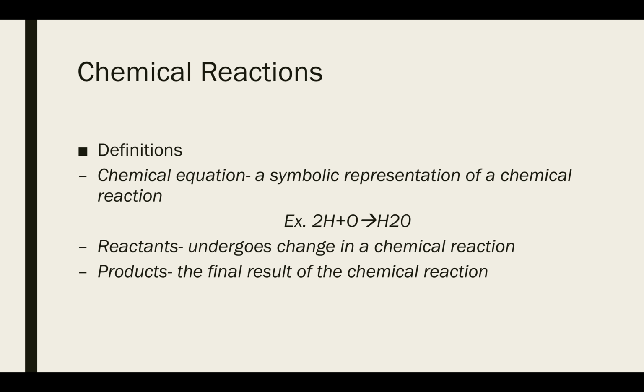Next, we're going to be talking about chemical reactions. To start, we'll start with chemical equations, and a chemical equation is just a symbolic representation of a chemical reaction. An example is 2 hydrogens plus 1 oxygen yields H2O. In reactions, there are things called reactants, and that is what is undergoing the change in a chemical reaction. There will also be products, and that will be your final result of a chemical reaction. Like in the example above, how the 2 hydrogens plus 1 oxygen will give the final result of water, H2O.